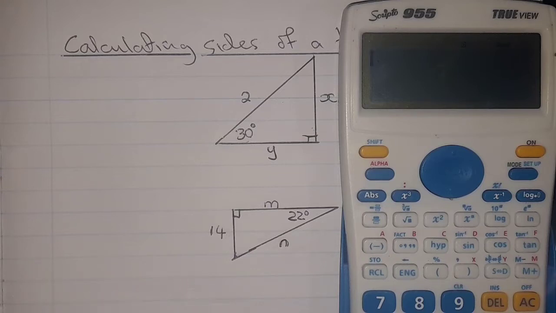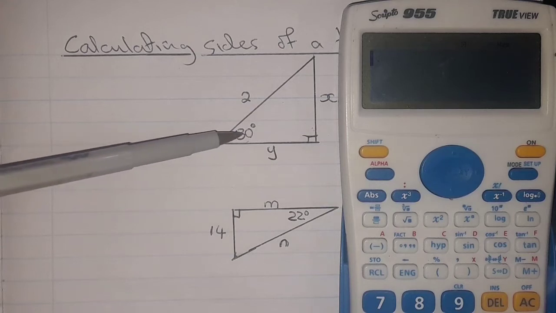Introductory trigonometry. Alright, I have two triangles here and I want us to look at how to determine the lengths of sides of a right angle triangle using the three trigonometric ratios that we have looked at earlier on. Now in these triangles, I want us to determine the size of x and the size of y.